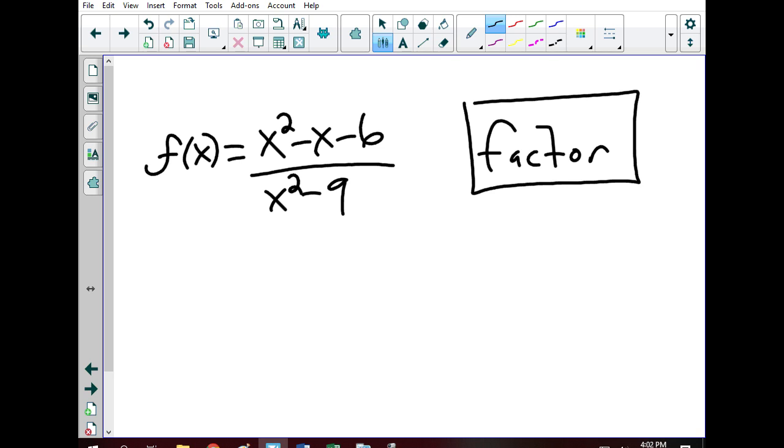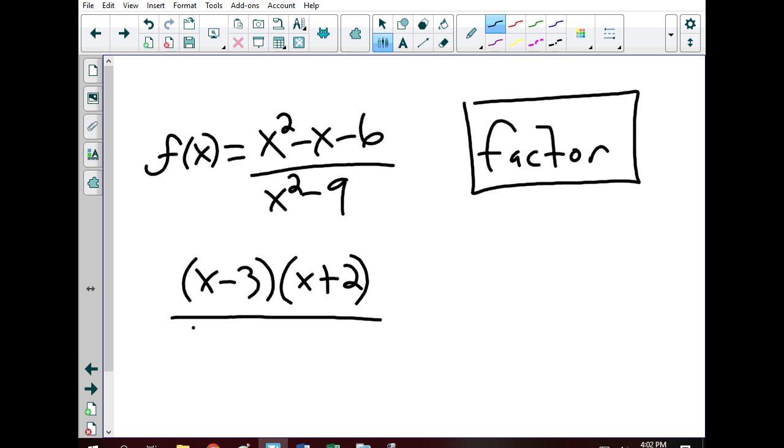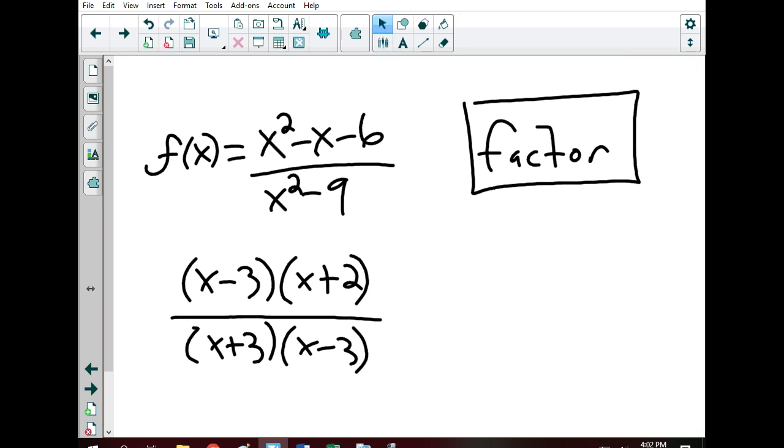So what I'm going to do is factor my numerator. That's x minus 3 times x plus 2. I'm going to factor my denominator. That's x plus 3 times x minus 3. And then I'm going to see if there's anything I can cancel out, or shall I say remove. And you should notice that I can cancel out this x minus 3.